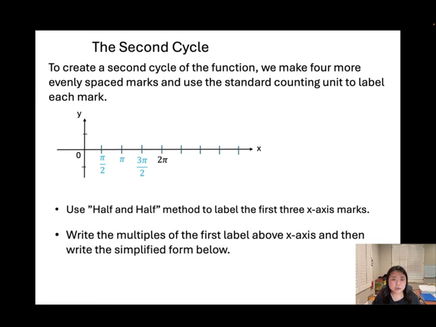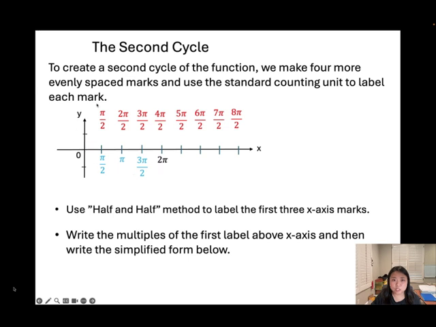Okay, right? And then write the multiples of the first label above the x-axis, and then write the simplified form below. So try to write the multiples. First one is going to be pi over 2. Second one, that will be 2 pi over 2. And then 3 pi over 2, we just add up the number and keep the fraction here. So 1, 2, 3, and then 4 pi over 2, 5 pi over 2, until you get 8 pi over 2. And then now we're going to simplify it. So these two cancel, I got the pi. This is good, 3 pi over 2, 3 pi over 2. 4 pi divided by 2, which is 2 pi.